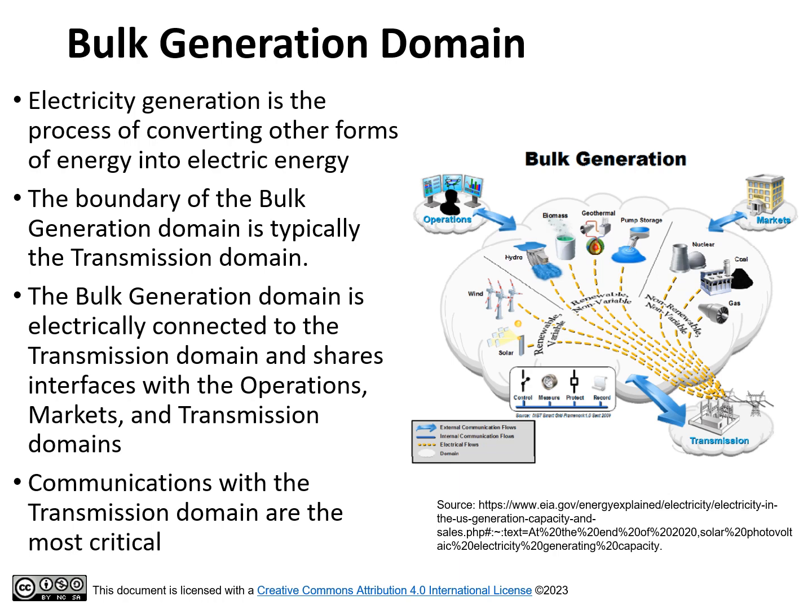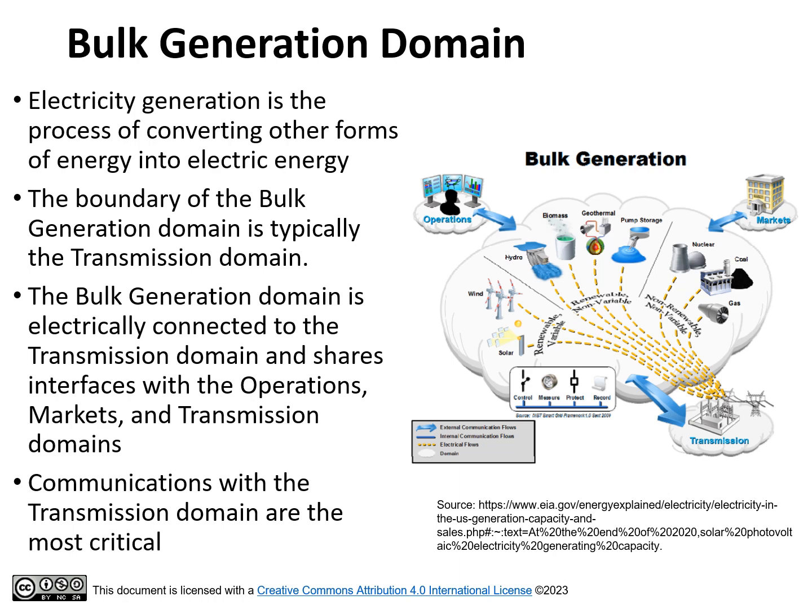Electricity generation is the process of transforming other forms of energy to electric energy. Other forms of energy may range from chemical combustion to nuclear fusion, hydropower, wind, solar radiation, and geothermal. The boundary of the bulk generation domain is typically the transmission domain. The bulk generation domain is electrically connected to the transmission domain and shares interfaces with the operations, markets, and transmission domains.